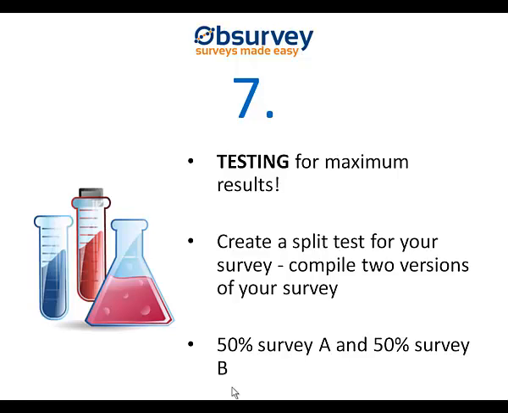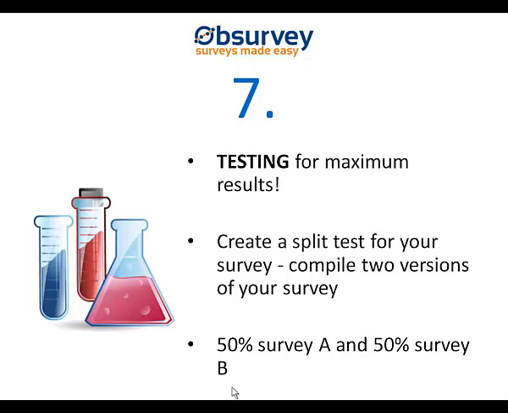Testing. Testing is a massive part of marketing, and your surveys should be treated no differently if you want maximum results. Don't just send out one survey to everyone and expect it to be the best. You need to test it. Create a split test for your survey, compile 2 versions of your survey, and internally label them as Survey A and Survey B. Then send 50% of your contacts to Survey A and 50% of your contacts to Survey B.